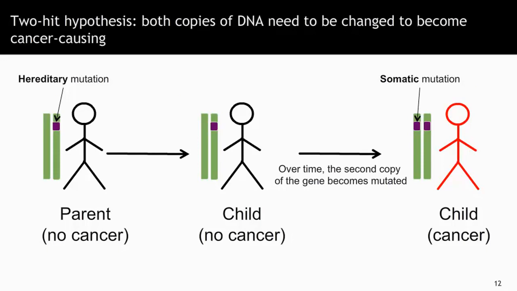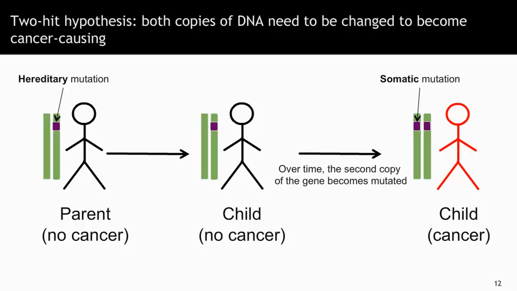An important theory about the number of mutations required to develop cancer is called the two-hit hypothesis. And this simply states that both copies of DNA need to be mutated to become cancer-causing. As a reminder, humans have 23 pairs of chromosomes, or 46 chromosomes total. For each gene located on a chromosome, there is a copy of that gene on its paired chromosome. So there are really two of every gene, with the exception of genes on the X and Y chromosome.